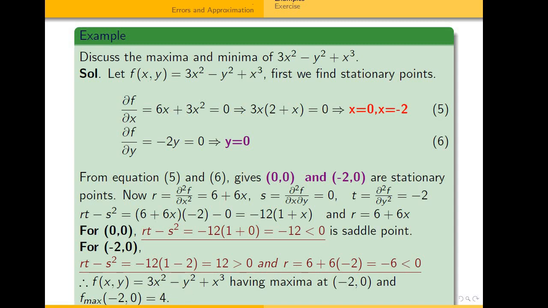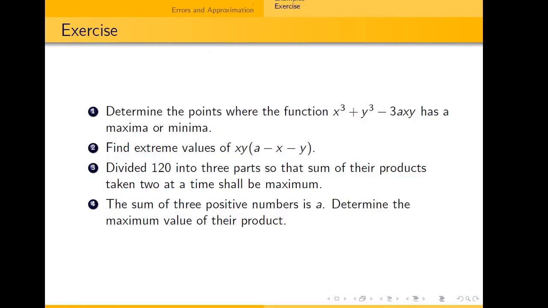Now, again we will discuss. We should go through this exercise and try to solve it, try to find extreme points. This is again an interesting example: divide 120 into 3 parts such that the sum of their products taken 2 at a time shall be maximum. We should go through this one.